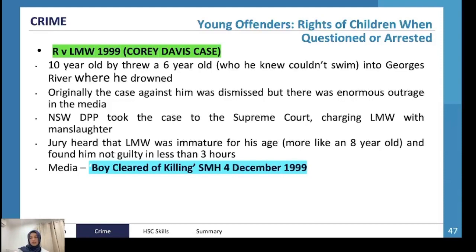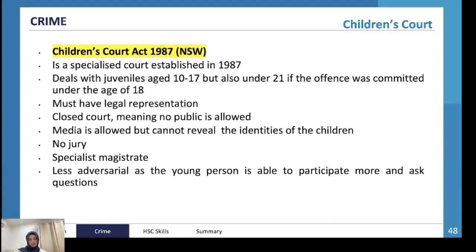So yeah, the Children's Court Act of 1987 established a specialized court in 1987. It deals with juveniles aged 10 to 17, but also those under 21 if the offence was committed under the age of 18. They must have legal representation.